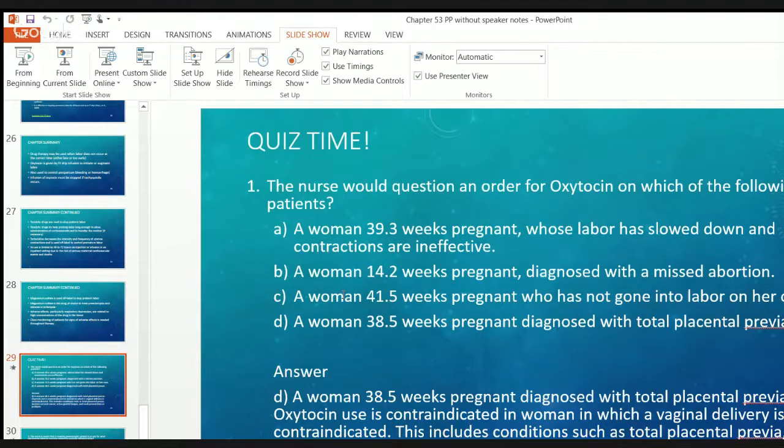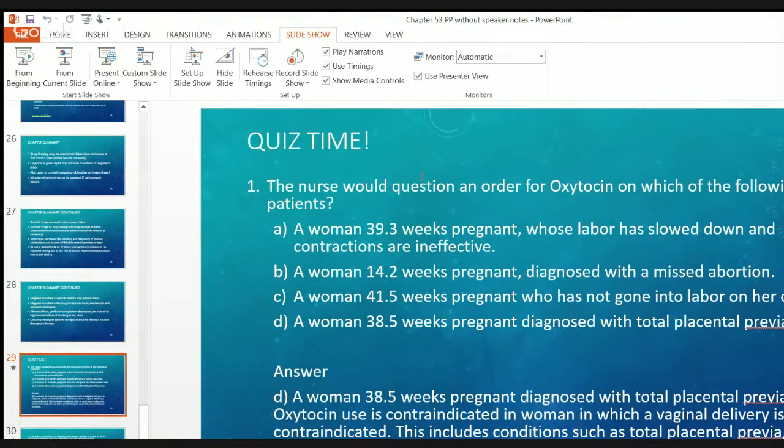The nurse will question an order for oxytocin on which of the following. Excuse me, it's actually D. I'm looking at the A in "a woman." So the answer is actually D, because if we look at it, the woman who's 39 weeks pregnant went into labor on her own and now it's slowed down.